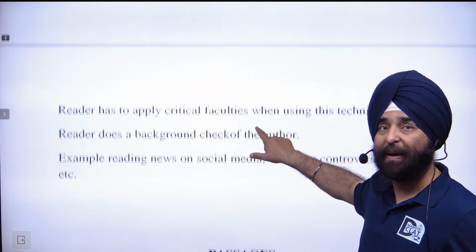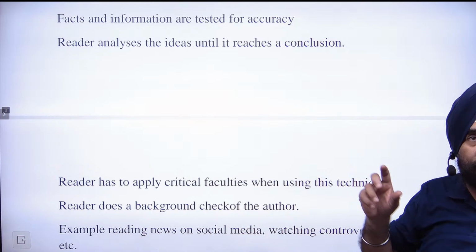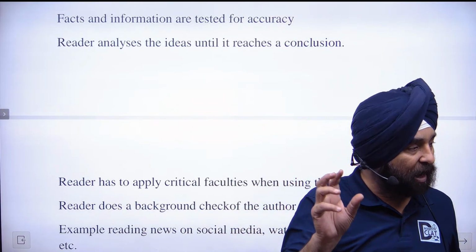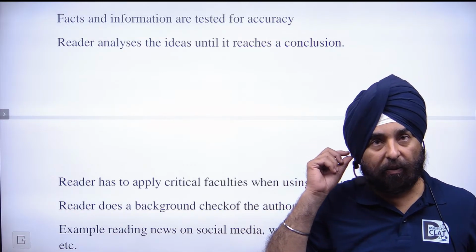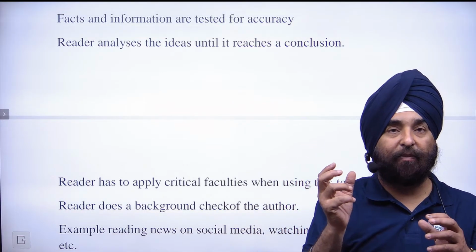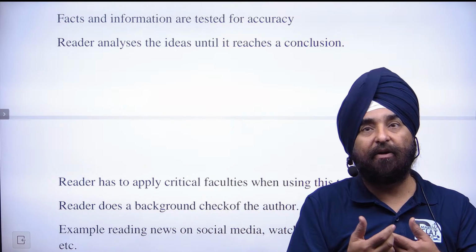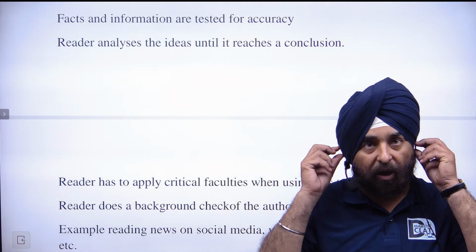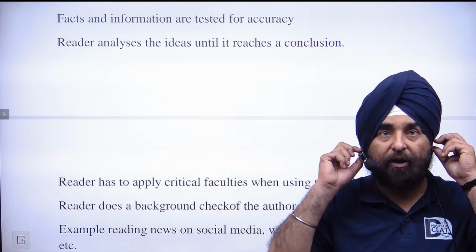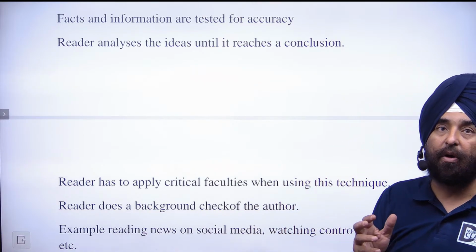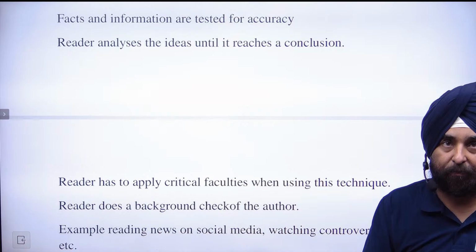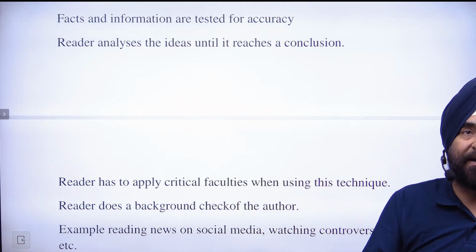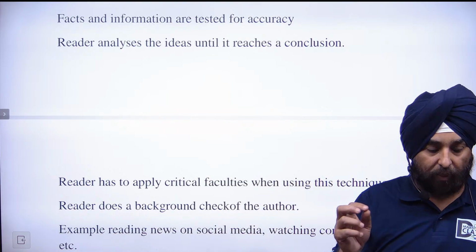So in our passages, even from a competitive point of view, when you are reading an article, many times, from the way the author has portrayed his idea or the information, we come to know about his ideology, his mindset, or what the writer believes in. That happens only when we are reading a text critically.